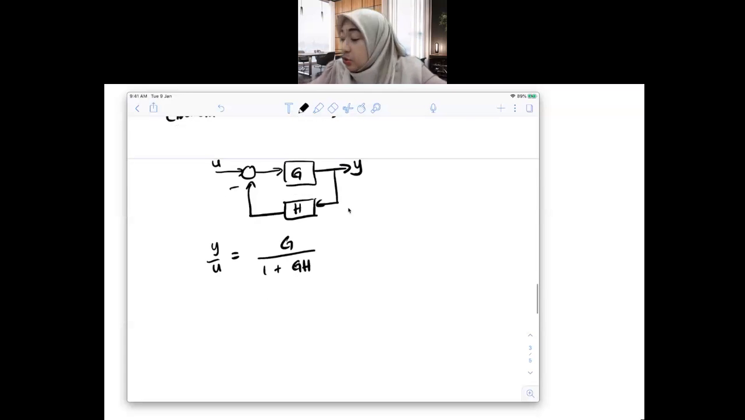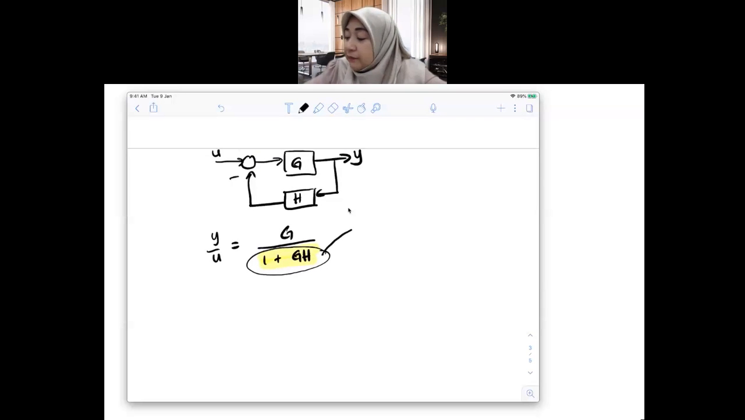All right, so characteristic equation simply means that value there. The denominator of your closed loop transfer function will give you your characteristic equation. So it is 1 plus GH equated with 0. From the characteristic equation in the Laplace domain, you can obtain the roots of the characteristic equation. What does it mean?